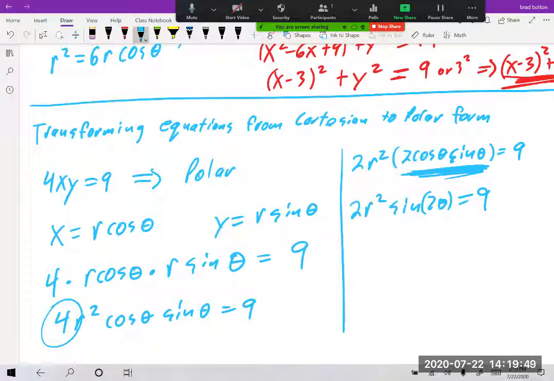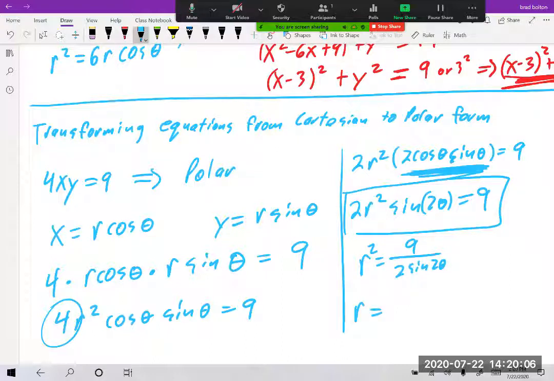It really depends on what's asked of you. This is technically the answer, but they may want to know r. So you could just say r squared is equal to 9 divided by 2 sine 2 theta. And then you could say r is equal to the square root of 9 over 2 sine 2 theta. But I think for this class, this will be acceptable. I'm pretty sure I saw that when I was making up your homework. So this should be acceptable, but you could get fancy with it if you want. And you could do plus or minus as well.